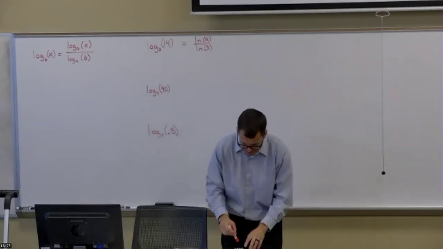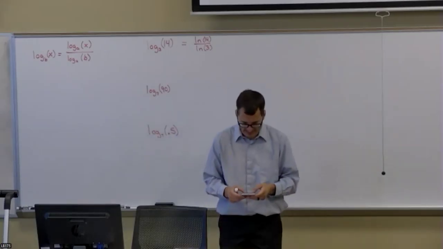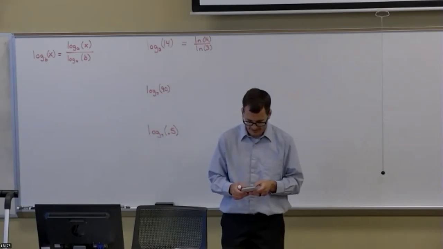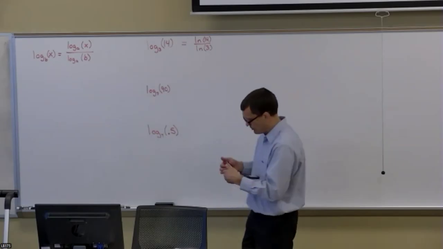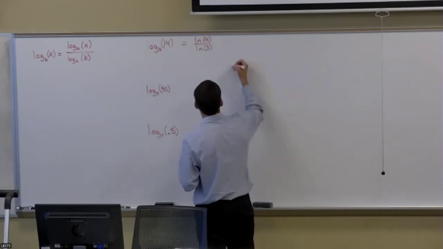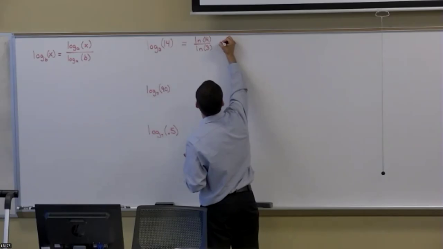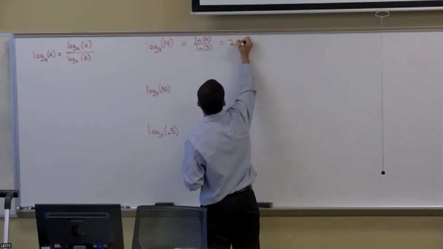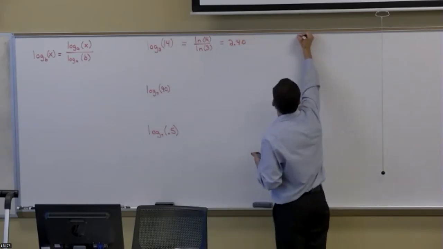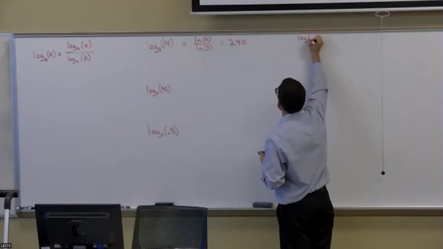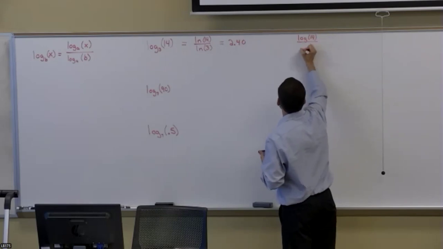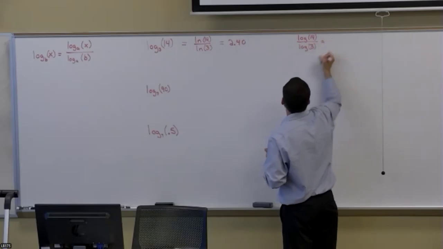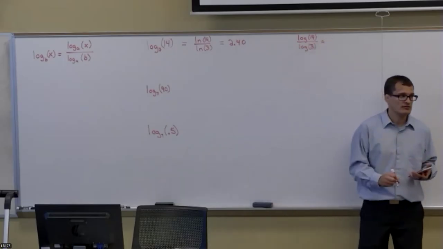So let's plug that in. I'm going to take natural log of 14 and divide it by natural log of 3. When I do that, I get about 2.4. By the way, if somebody else took log base 10 of 14 and divided it by log base 10 of 3, they would also get the exact same number, 2.4.